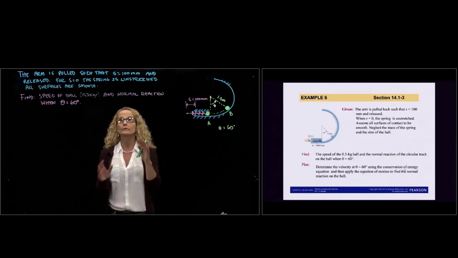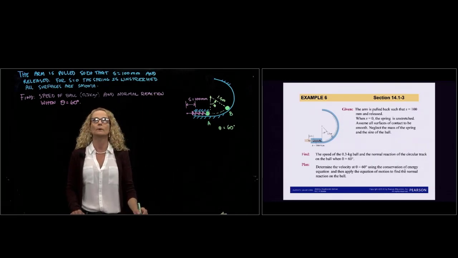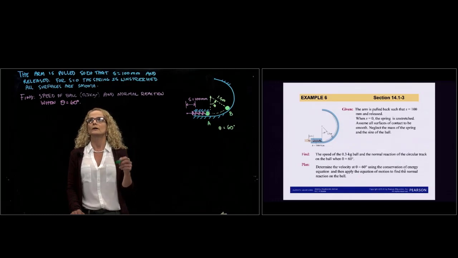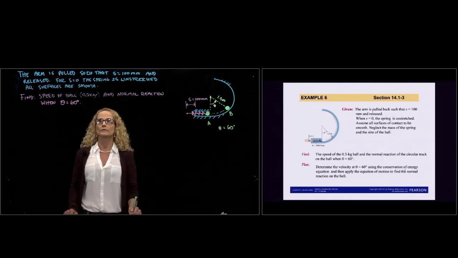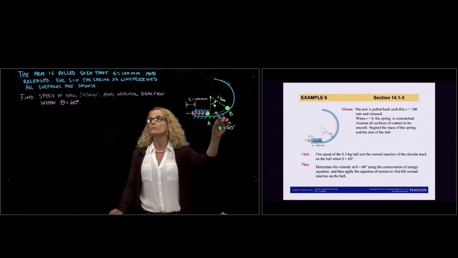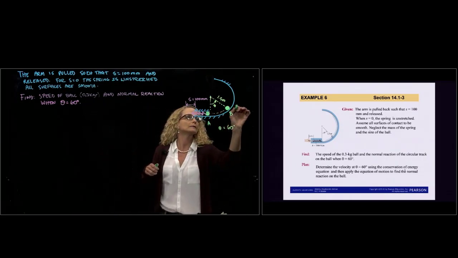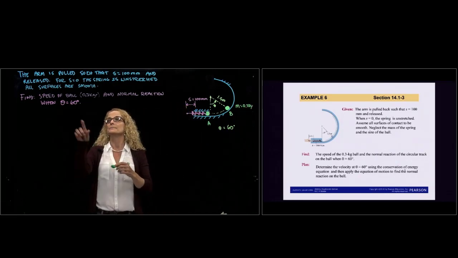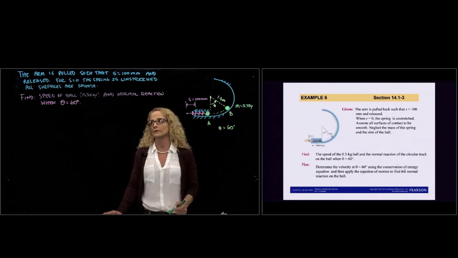So remember that we have to really carefully read every word to be able to solve the problem. The spring is unstretched at S equals 0, and all surfaces are smooth. We are asked to find the speed of the ball. They are telling us the mass, 0.3 kilograms, and the speed when the ball is right here at theta equals 60 degrees, and the normal force between the ball and the surface.